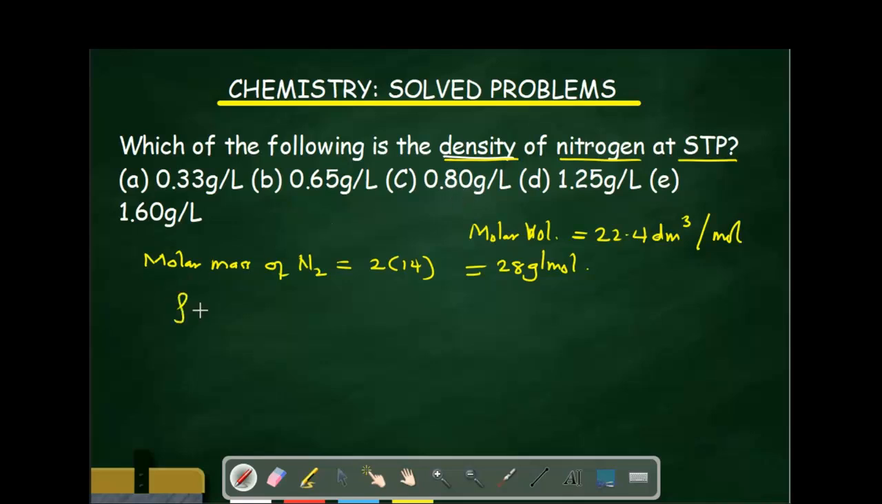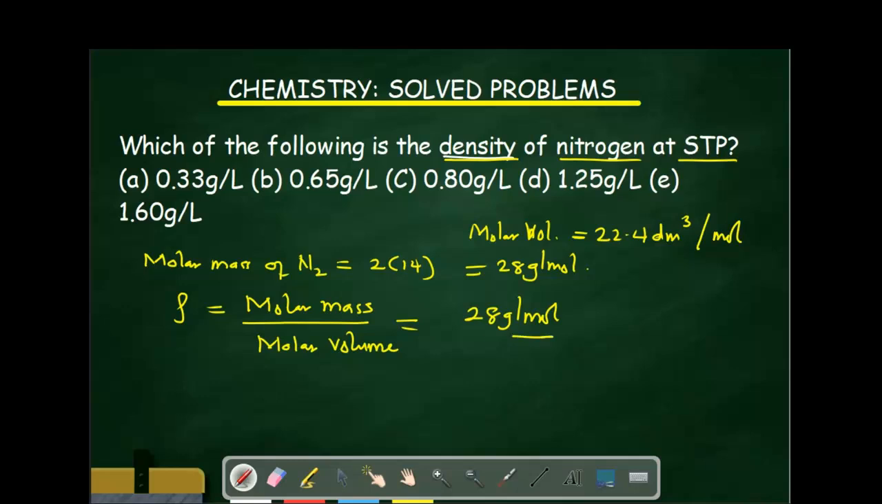Now, what is density? Density at STP is nothing but the molar mass all over the molar volume. The molar mass of nitrogen is 28 grams per mole, divided by the molar volume at standard temperature and pressure, which is 22.4 dm cube. And remember that we said dm cube is exactly the same thing as liter.